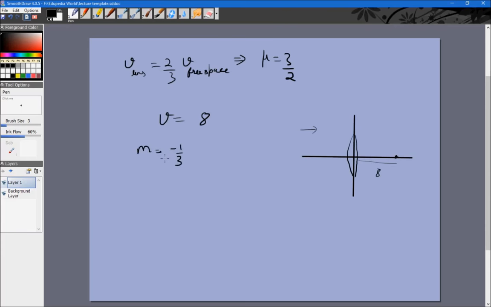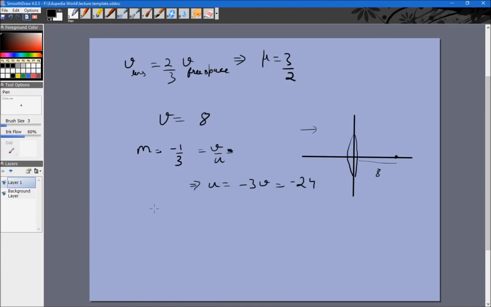And we need to find out the radius of the curved surface, right? So whatever it is, we know one surface is flat, one surface is curved. It doesn't matter which one it is. Actually, both of them will give the same focal length. So m is equal to minus 1 by 3, which basically gives us v by u is equal to minus 1 by 3, which gives me u is equal to minus 3v, which is minus 24.